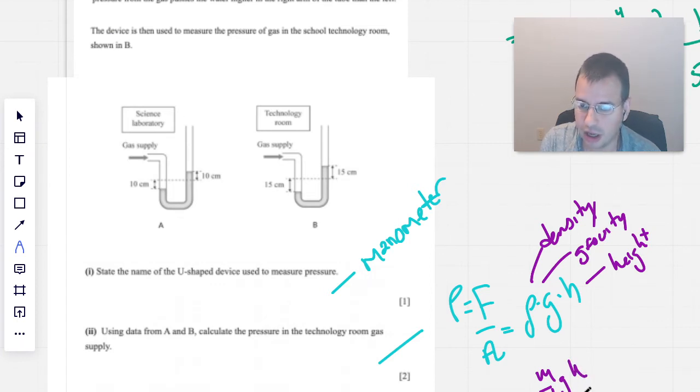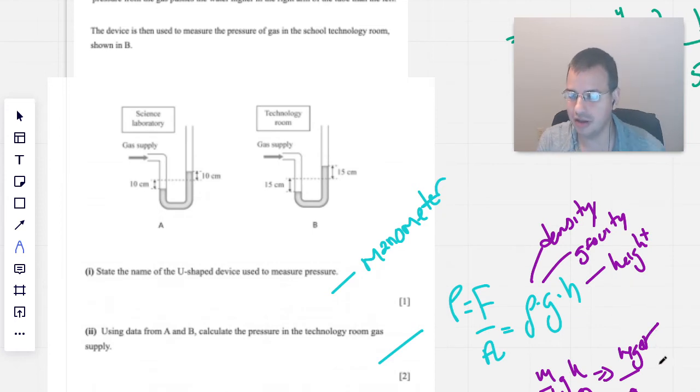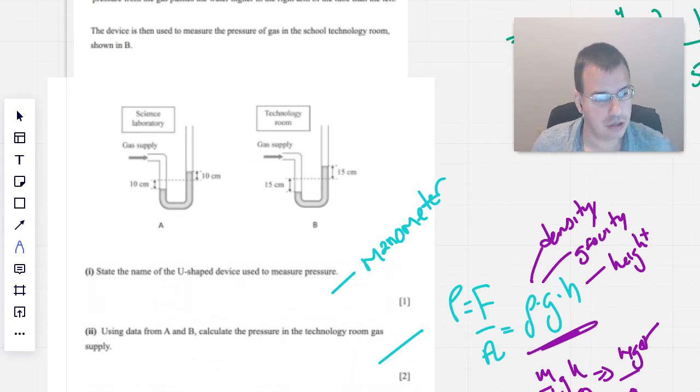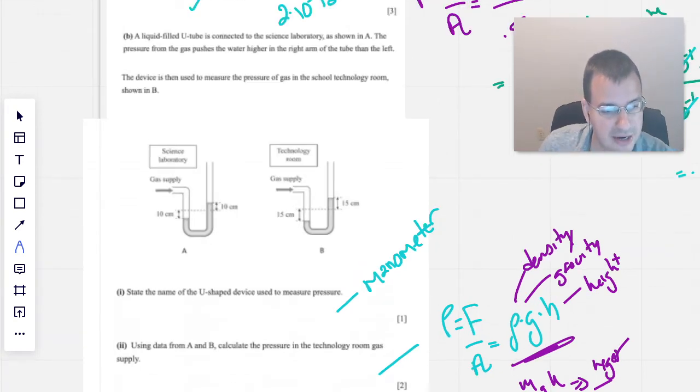Move this volume over here. h divided by volume is kind of like area. And so then you get mg over area. That's the force due to gravity. And you get back to this force divided by area type thing. So this is the formula we're going to use. So using the data from A and B, calculate the pressure.